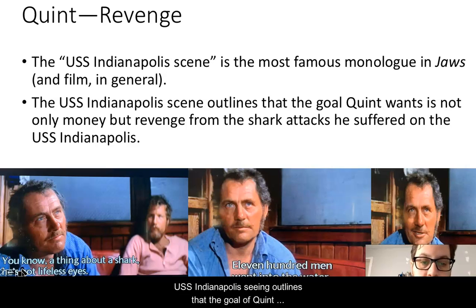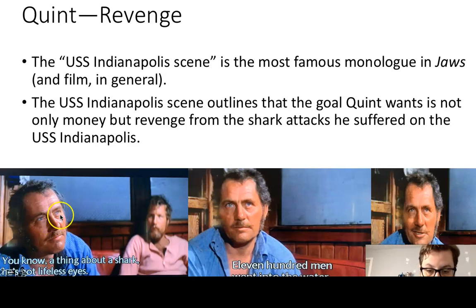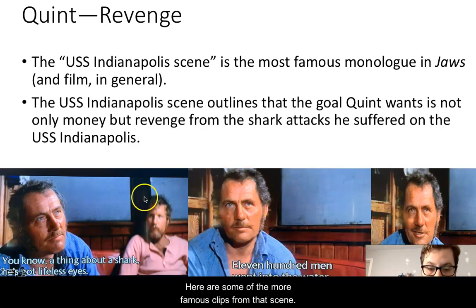The USS Indianapolis scene outlines that the goal of Quint is not only money, but to have revenge on the shark for the attacks he suffered as a survivor of the USS Indianapolis. So this scene gives us our real motivation for Quint, which is he wants to kill the shark as revenge. And here are some of the more famous clips from that scene.